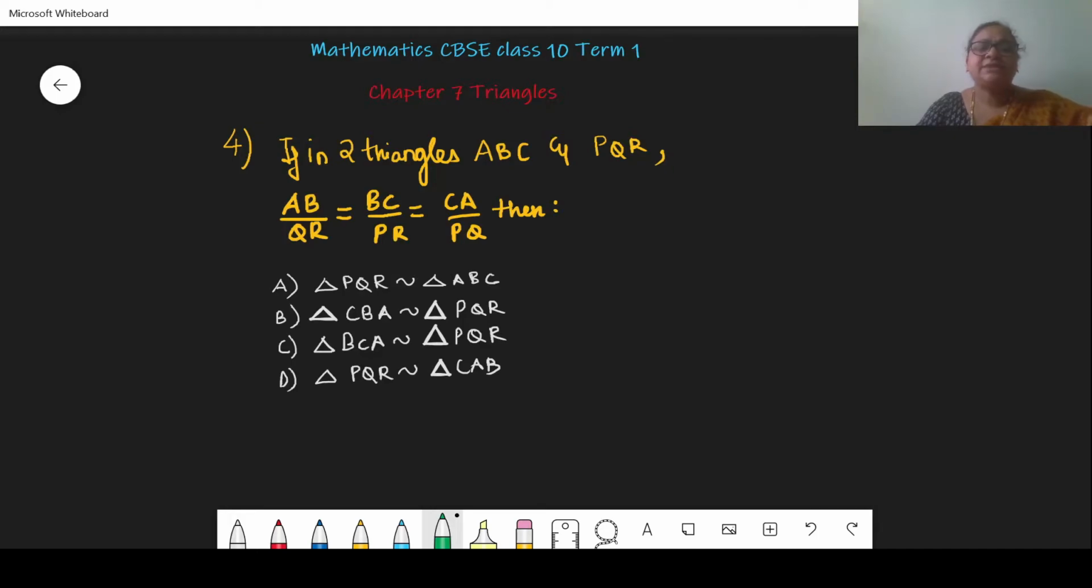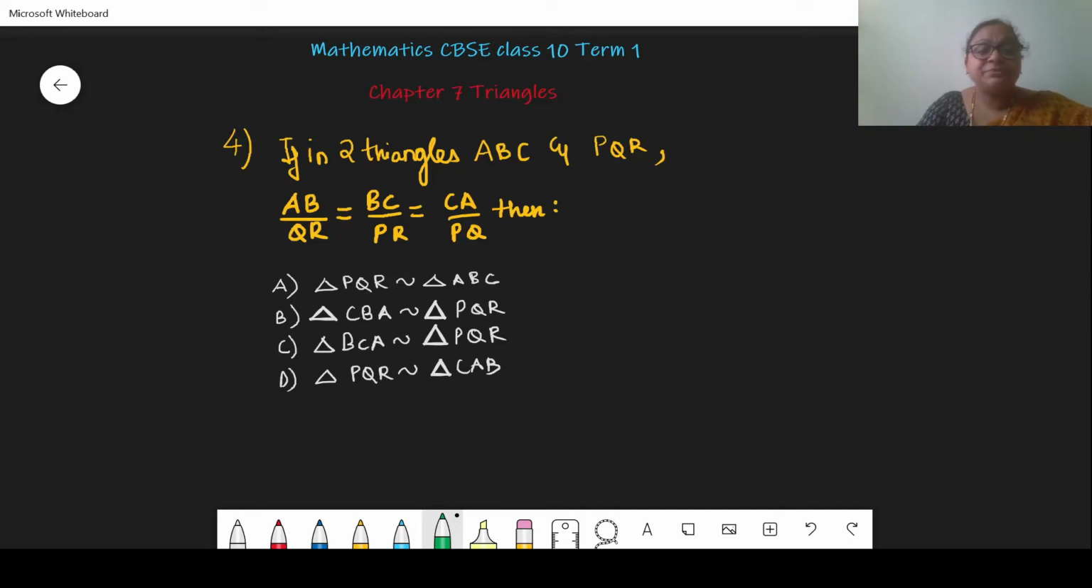If in two triangles ABC and PQR, AB by QR is equal to BC by PR is equal to CA by PQ, then which option holds? What is the corresponding side of AB? QR. The corresponding side of BC is PR. The corresponding side of CA is PQ. Now option A, triangle PQR is similar to triangle ABC. What is the corresponding side of PQ? It is given here AB, but actually the corresponding side of PQ is CA. So option A is wrong.